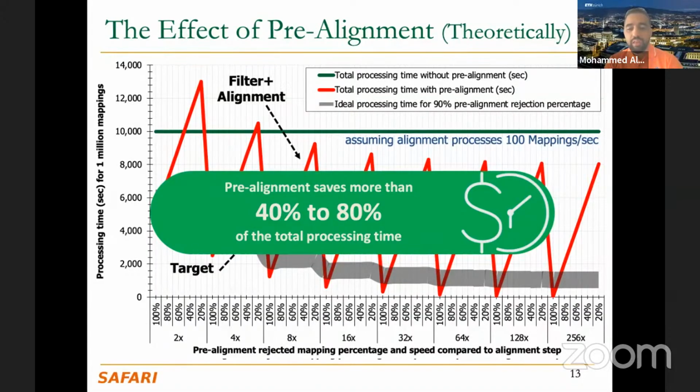So getting information on the filter itself is not enough. You really need to check the number of accepted pairs and then compare the runtime of the filter with the sequence aligner and see how both, integrated together, perform. So pre-alignment saves 40% to 80% of the total processing time. Of course, that depends on the data you use.